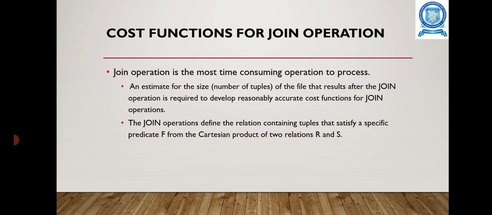Cost functions for the join operation. Join is the most time-consuming operation to process, and an estimate of the size, that means the number of tuples of the file that results after the join operation, is required to develop a reasonably accurate cost function for join operations. The join operation defines the relation containing tuples that satisfy a specific predicate F from the Cartesian product of two relations R and S.